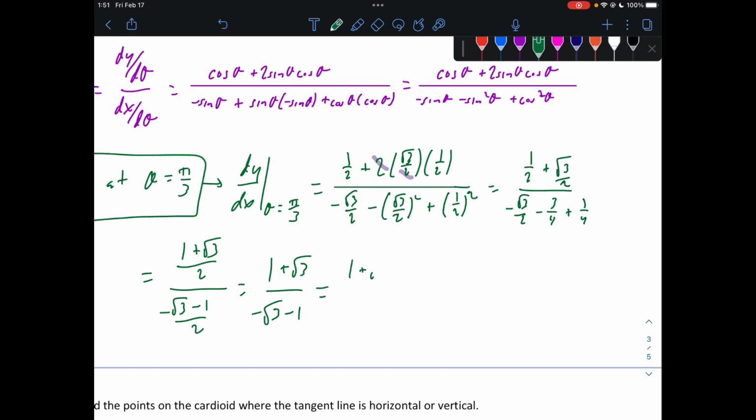And if I factor a negative out of the denominator, I'm left with 1 over negative 1, or just negative 1. So my slope there would be negative 1.